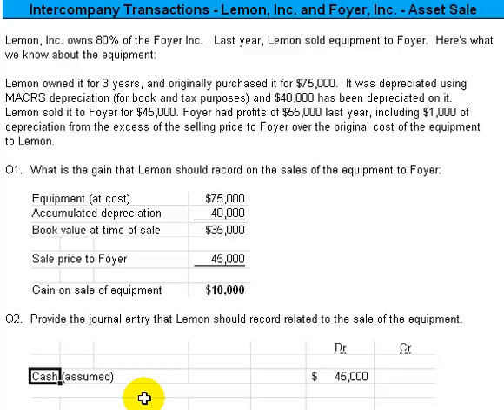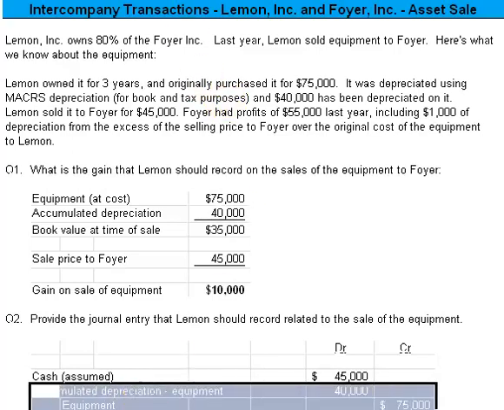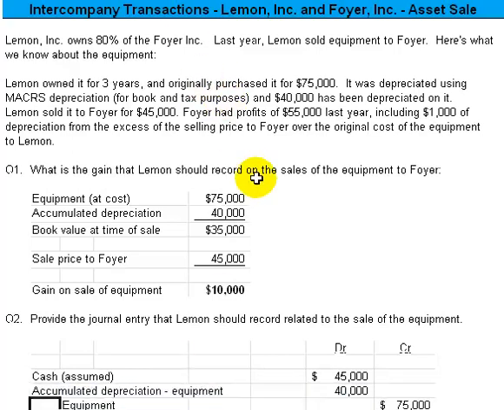But given that they didn't say that's the case, we'll assume that cash was the proceeds, and cash of $45,000 was received. Now, in addition to cash of $45,000, we had two other transactions. We had accumulated depreciation of $40,000, given right there. That has to be removed from the books, and the equipment is removed. So that's the entry that Lemon has to record.